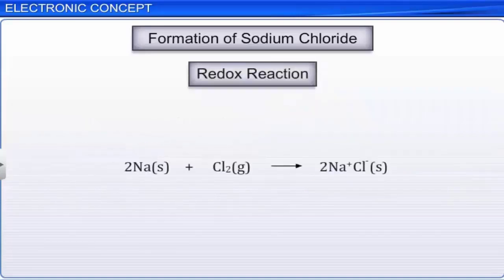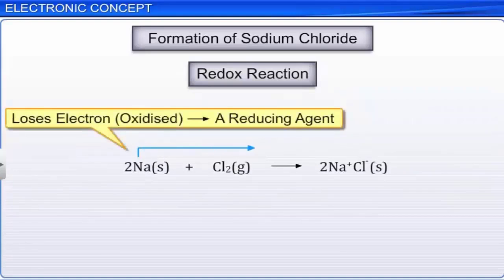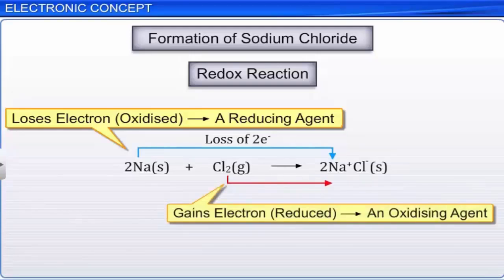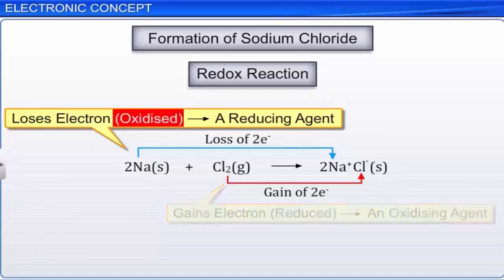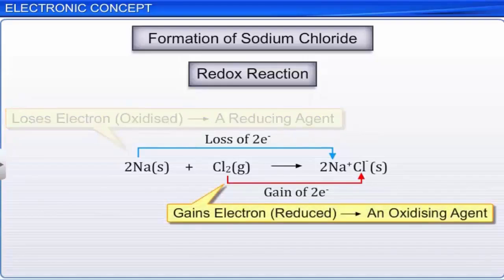In a redox reaction, the substance that donates electrons to reduce the other substance is known as a reducing agent. On the other hand, the substance that accepts electrons to oxidize another substance is known as an oxidizing agent. In this process, the reducing agent gets oxidized and the oxidizing agent gets reduced.